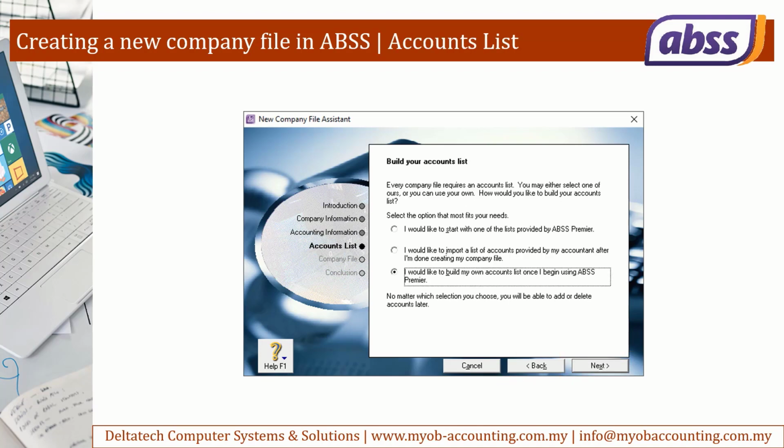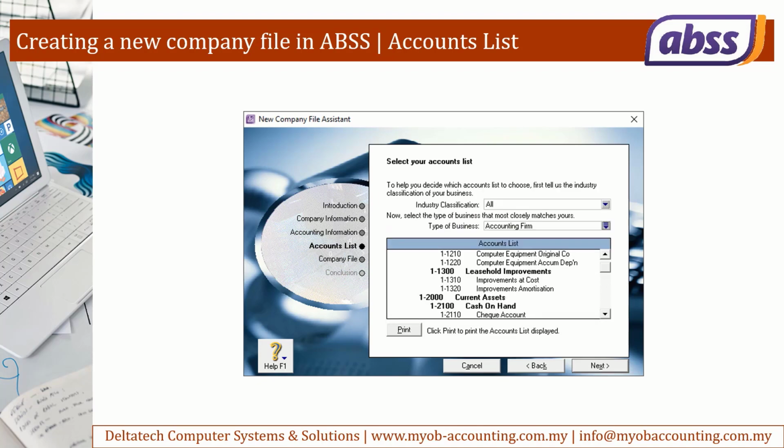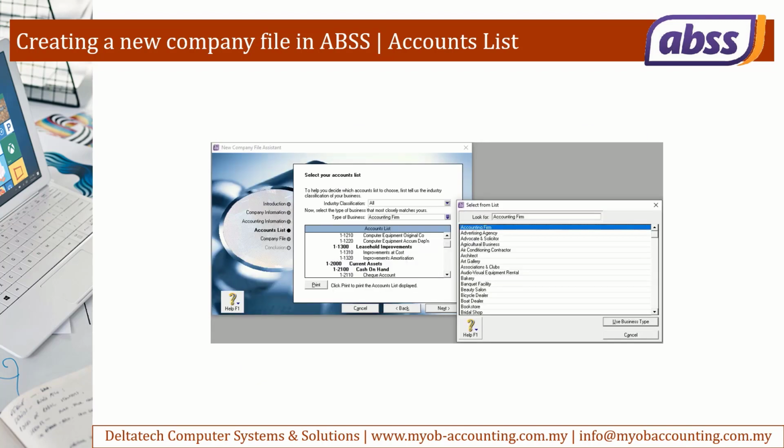In ABSS, the chart of accounts is called Accounts List. You have 3 options to choose from in this screen. The first option allows you to select from standard accounts list that ABSS has, depending on your industry and type of business. If you select the first option, you will be able to select from a list of industry classifications, as well as from a list of business types.